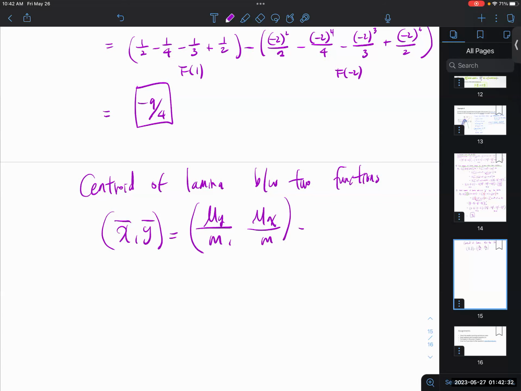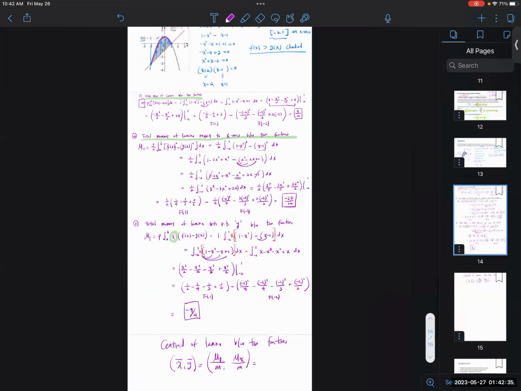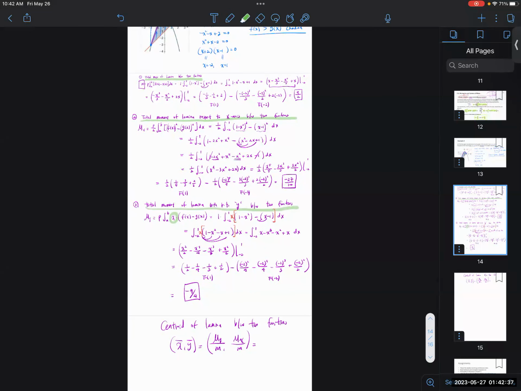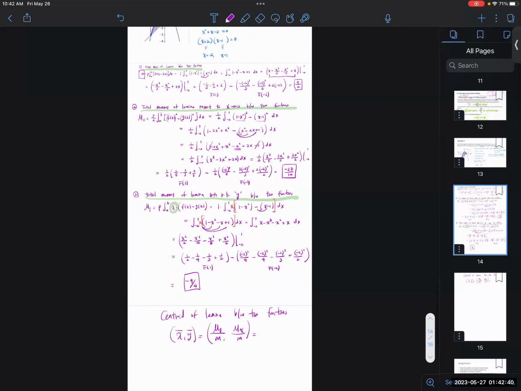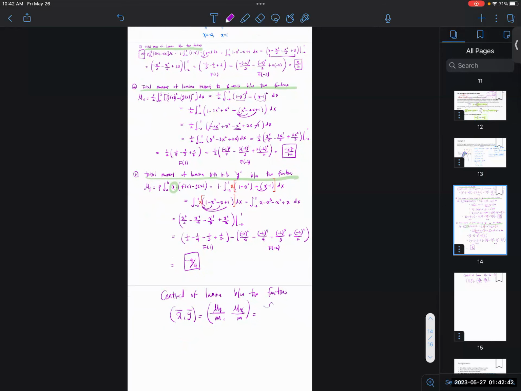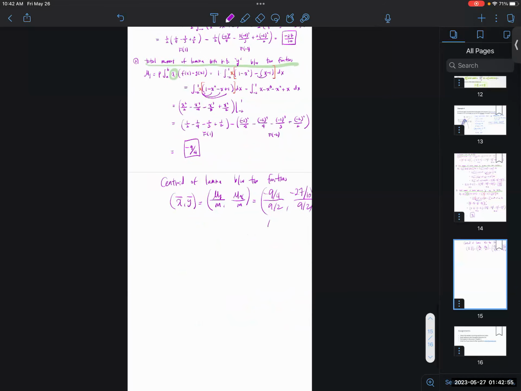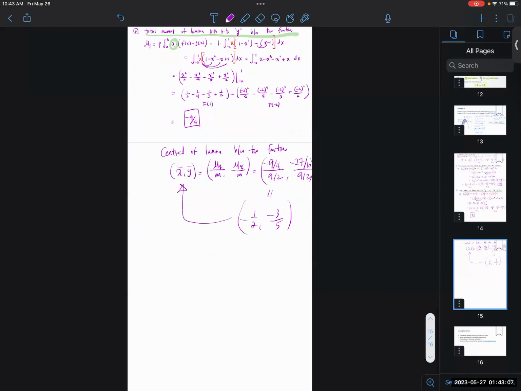So we have all the information right there. We have to plug in: negative 9 over 4 over 9 over 2, comma, negative 27 over 10 divided by 9 over 2. So this is going to be the centroid. Please simplify. That is going to be negative 1 over 2, comma, negative 3 over 5. That's the centroid of lamina when you have two different functions. So please check this information.